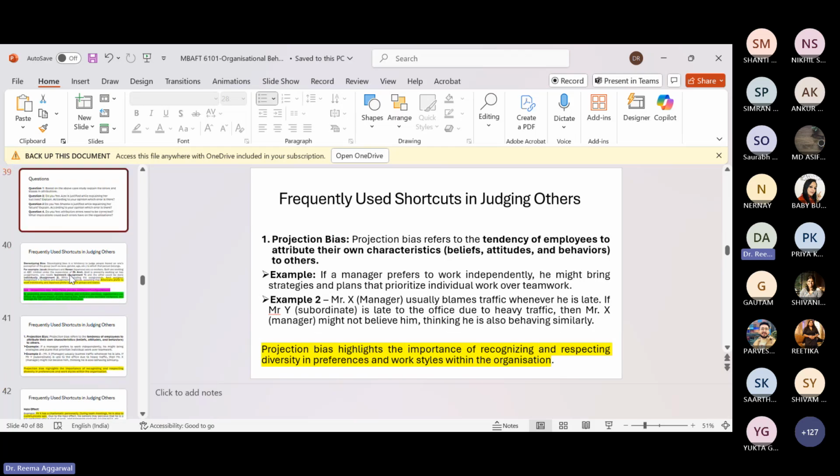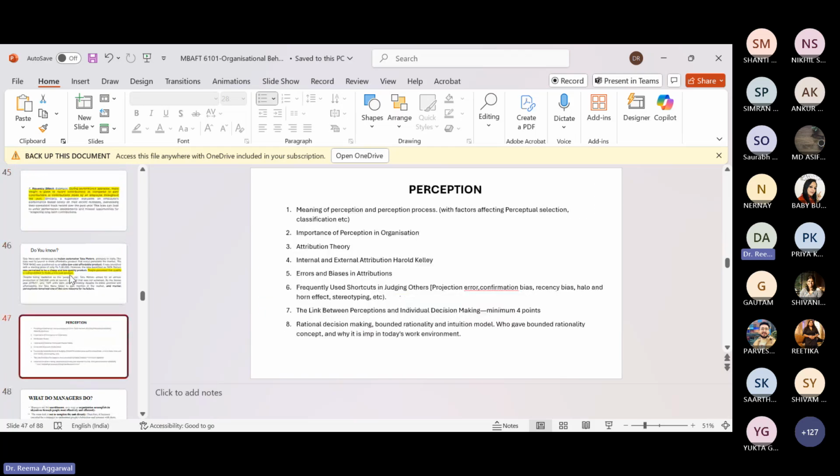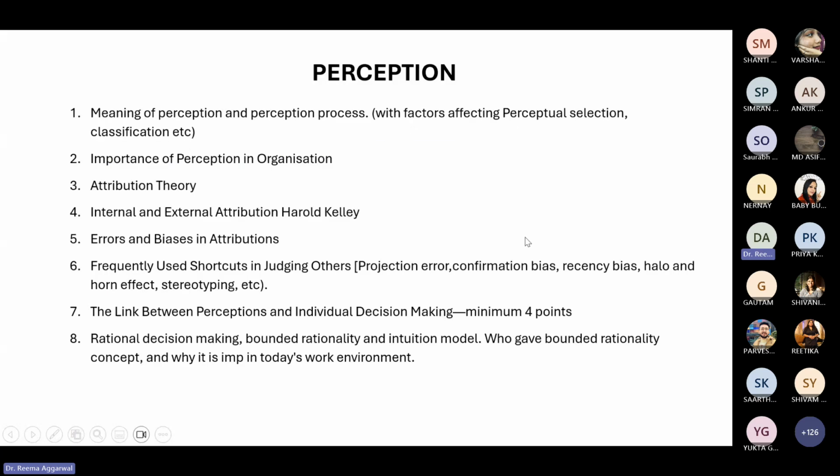Till here everything is clear. So basically, from this particular topic, perception, broadly, you should be knowing the meaning and the perception process. You should be knowing the importance of perception in organization. You should be knowing the attribution theory, that is internal external attribution, errors and biases in attribution, frequently used shortcuts in judging others, which includes your projection error, confirmation bias, recency, halo horn effect, and stereotyping.